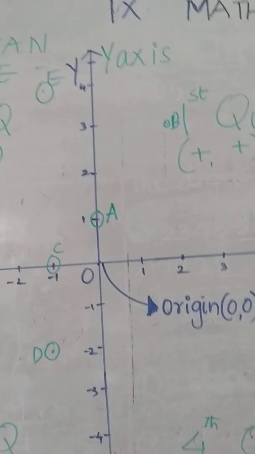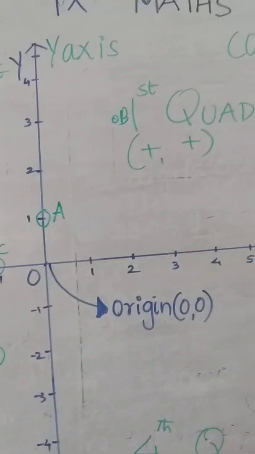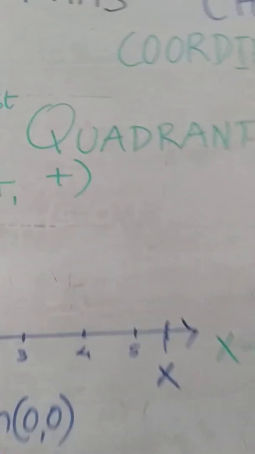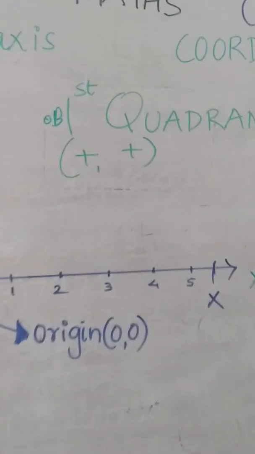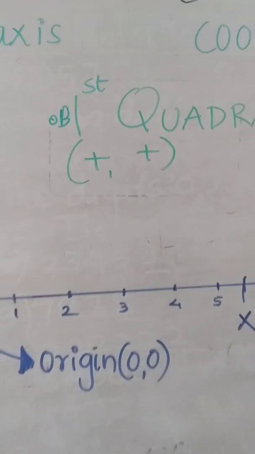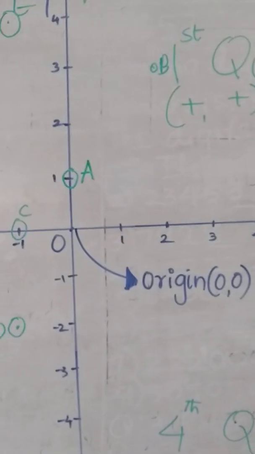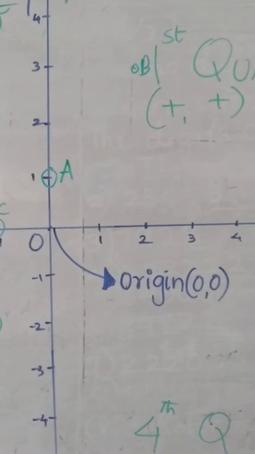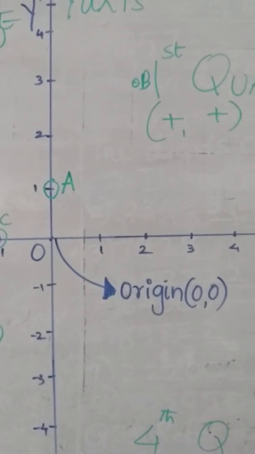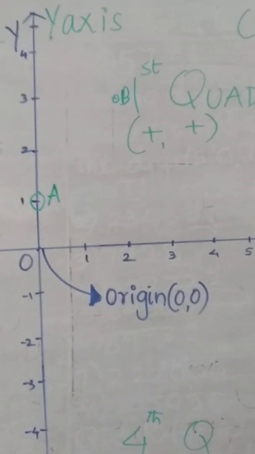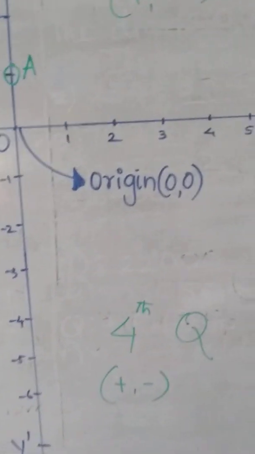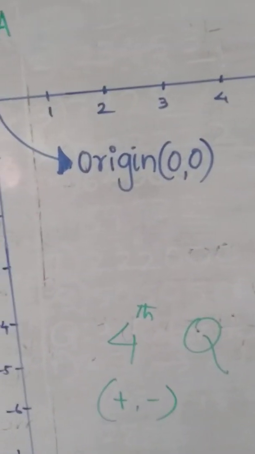Now it has been divided into four parts. What is the first one called? First quadrant, where both the coordinates are positive. X and y are positive. X coordinate of a point is called abscissa and y coordinate is called ordinate, and the coordinates of origin are 0, 0. Can you see?